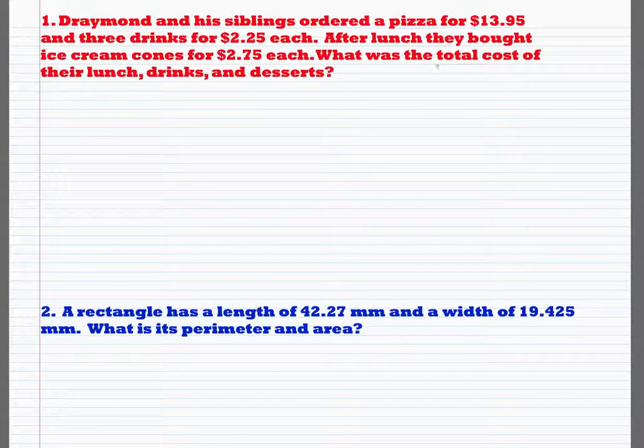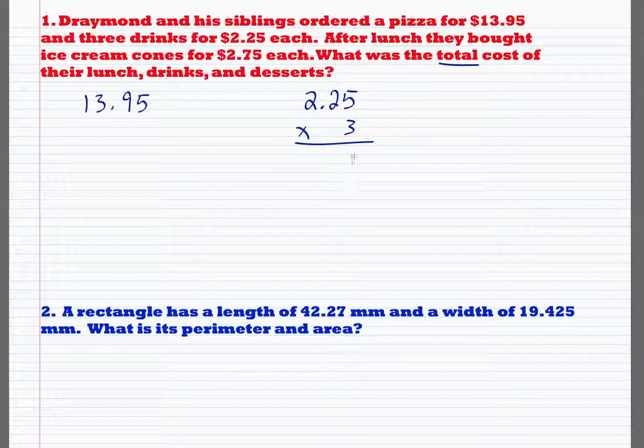So to find the total cost, obviously I have to add all the costs up. The first thing they ordered was the pizza, and the pizza was $13.95. Now, for the drinks, they ordered 3 drinks, and each drink cost $2.25. So what I have to do is $2.25 times 3. I know we haven't really discussed multiplication of decimals yet, but I know you've done it before.